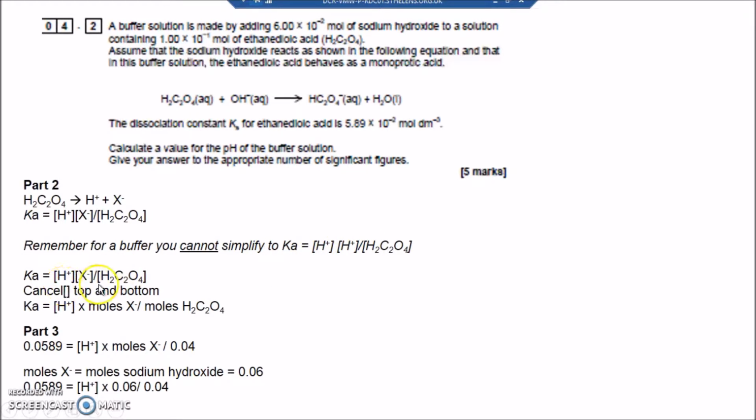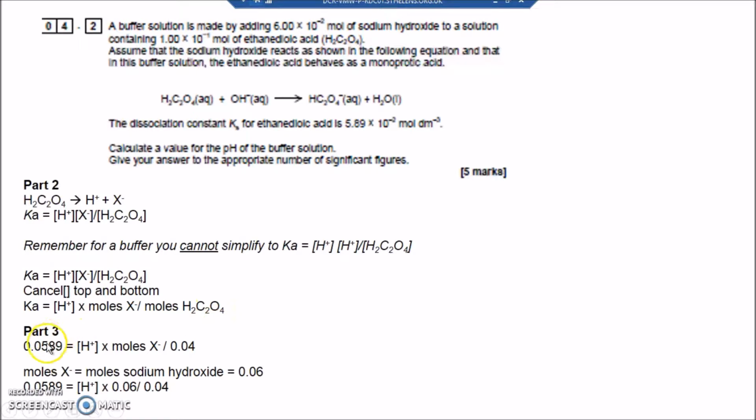The next step then is to cancel a square bracket top and bottom. So you can cancel the square brackets around the X minus and cancel the square brackets on the bottom around the ethane dioic acid. Just leave H plus with the square brackets. You can do that incidentally because to turn concentration into moles you'd have to divide by the volume, and you'd be dividing by the volume in both cases. So you can cancel both of those square brackets on top and bottom. So now the dissociation constant, the Ka of ethane dioic acid, equals the concentration of H plus that's been left alone multiplied by not the concentration now but the moles of X minus divided by the moles of ethane dioic acid.